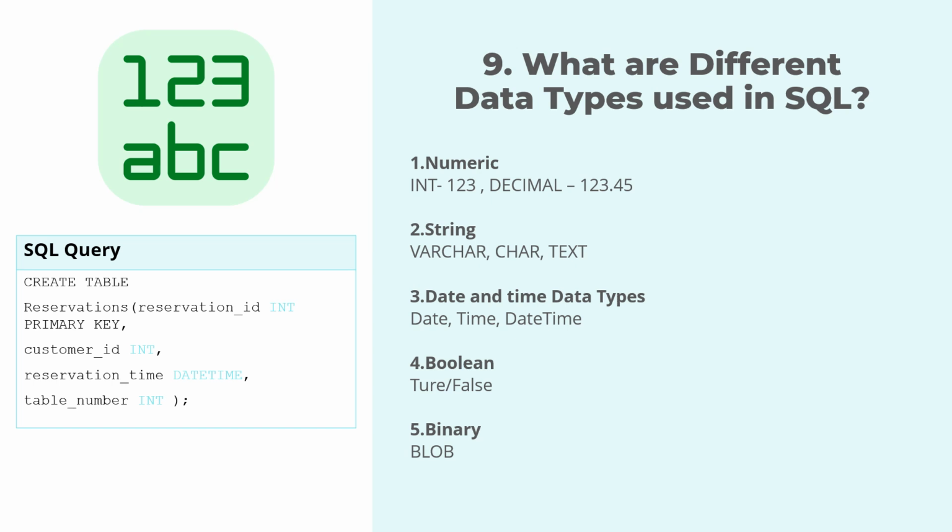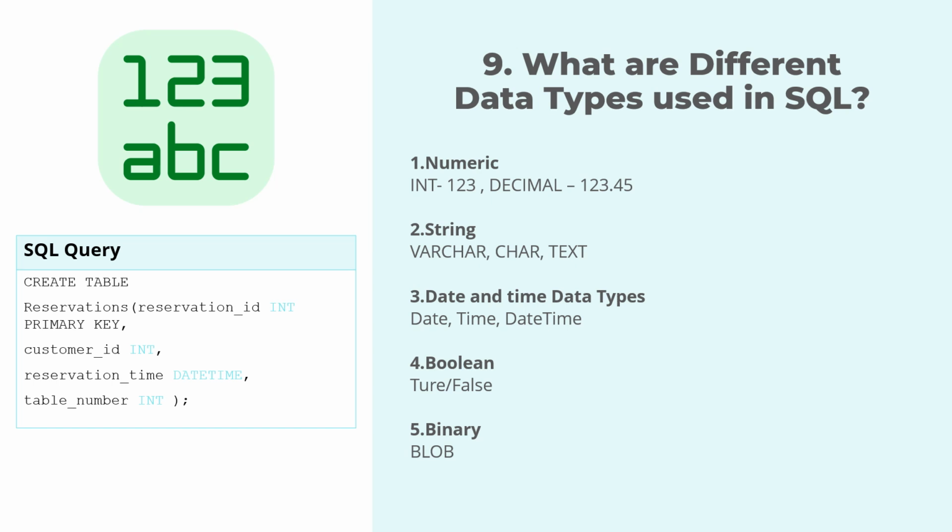Date and time data types. Date. This stores a date in the format year, month and day. Time. This stores a time in the format hour, minutes and seconds. Date time. This stores both date and time. The fourth type is Boolean data type. This stores values like true or false.